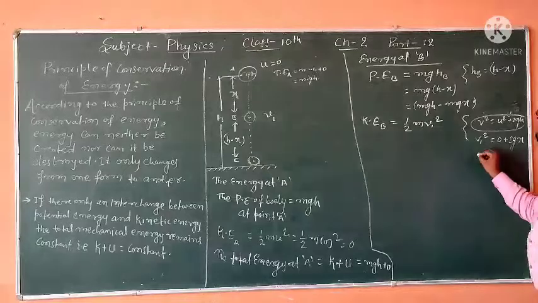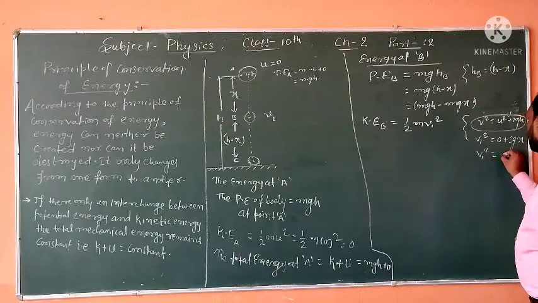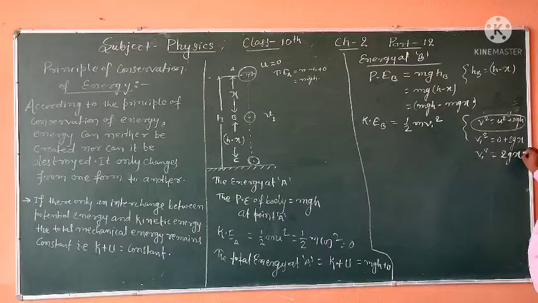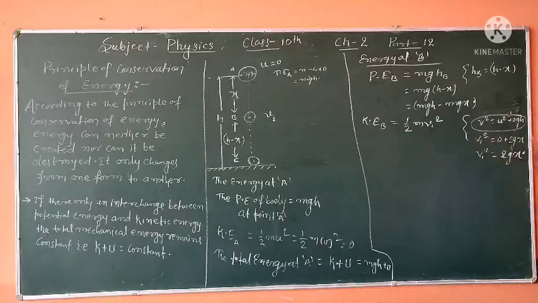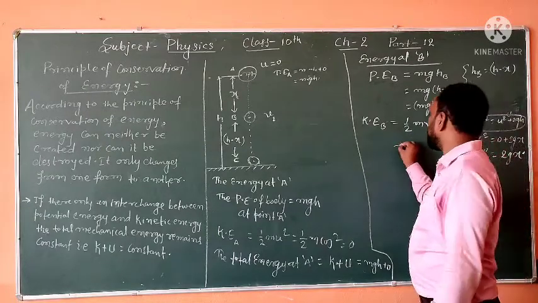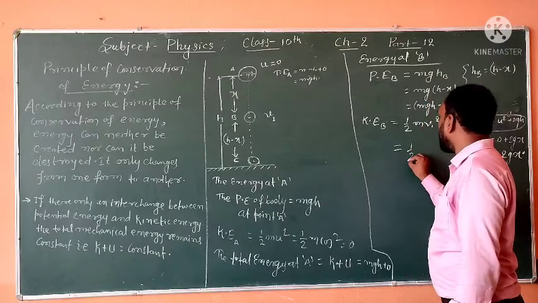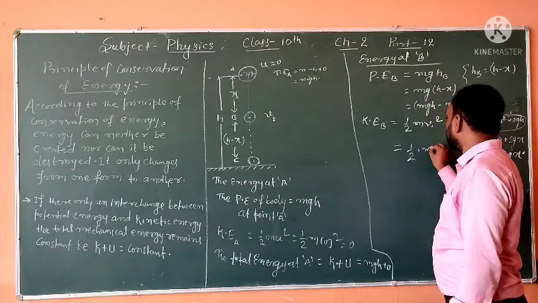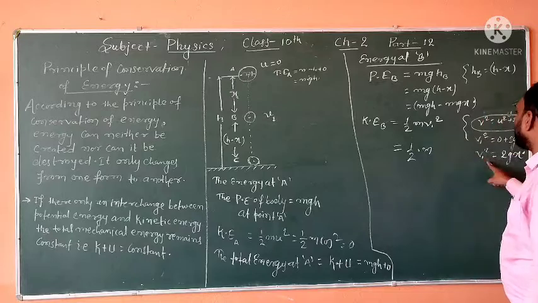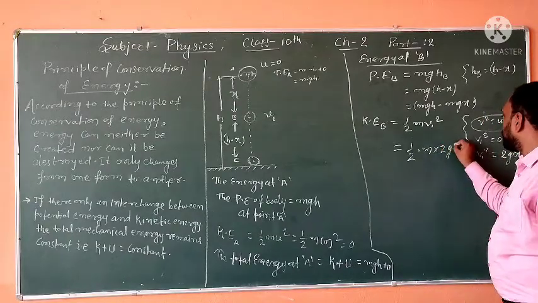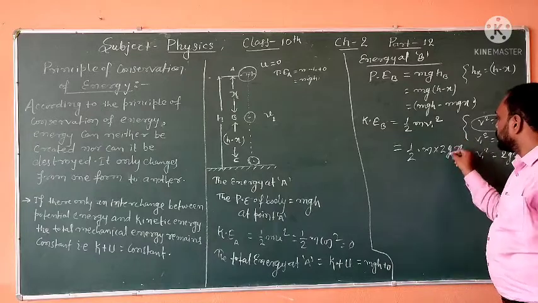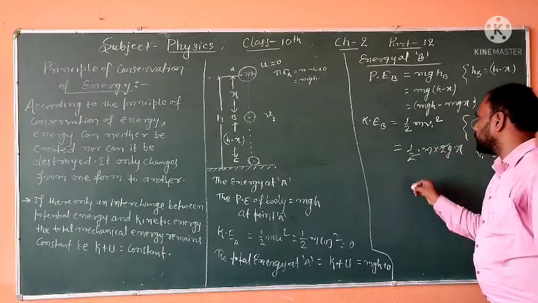Okay dear? So v1 square is equal to 2gx. So dear, we have the value of v1 square. So kinetic energy at B will be half into mass of the body m into v1 square. The value of v1 square is 2gx. Okay dear? So 2 will cancel out.